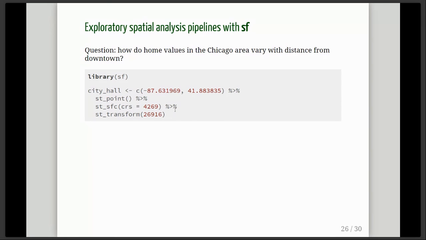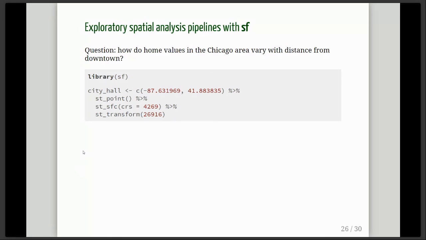And then in a pipeline, we convert it to simple features geometry with the st_point function. We then convert it to a simple feature collection where we can specify the CRS using common EPSG codes in R, supplying that to the crs parameter.